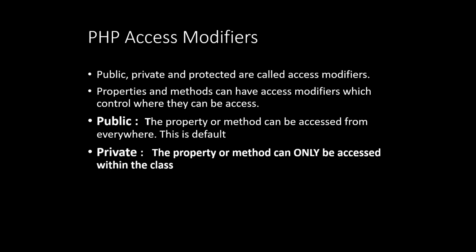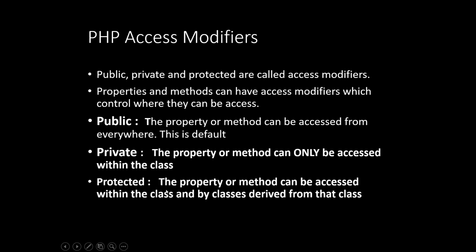Private. The property or methods can only be accessed within the class. So if we define the property or method with the private keyword, then it can only be accessed within the class. Protected. If we define the property or method protected, then it can be accessed within the class and by classes derived from the class. It means that the property or method which is defined protected can be accessed within the class and all other classes that derive that class. This is the concept of inheritance. We will see it in more detail later.